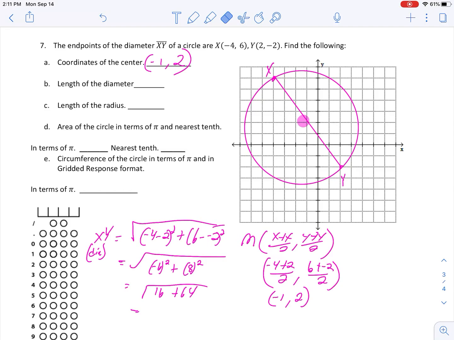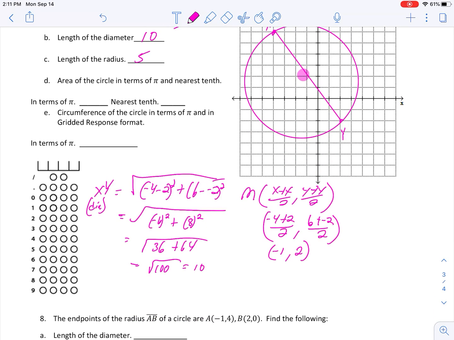Wait, sorry. Let me go back. I made a mistake right here. I thought that was a 4. I can't read my own handwriting. That was a negative 6. Apologize for that. That is 36. And 36 plus 64 is 100, and the square root of 100 is 10. Easy mistakes to make. Just watch those type of things. So that was the diameter we just found. If the diameter is 10 units, and the radius is half the diameter, so 5 units.